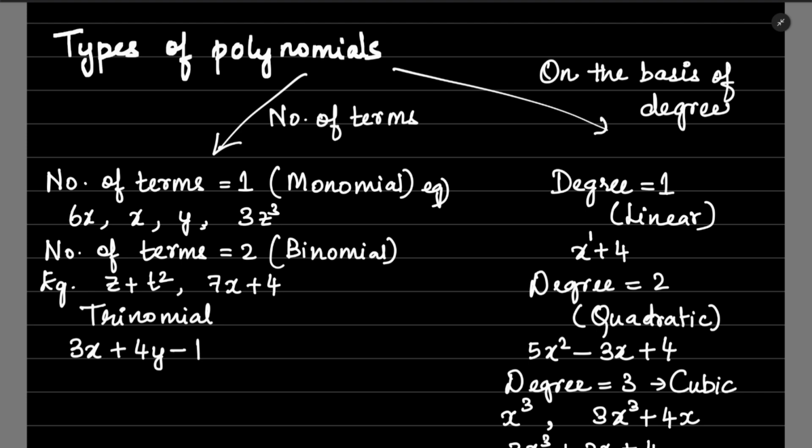So let's do a few examples based on classifying on both the bases. You'll have to classify on the basis of terms and on the basis of the degree as well. So the first question of the day is: classify each of the following polynomials.